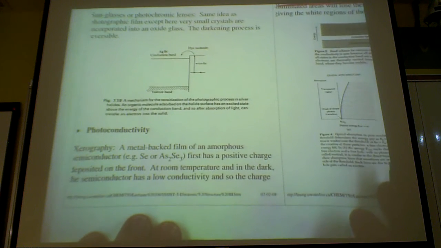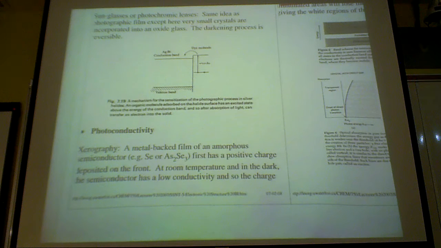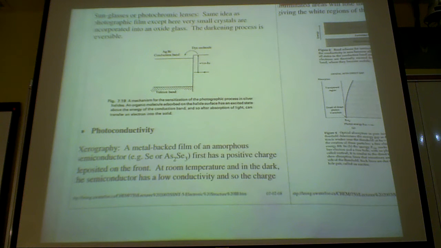Next, everybody uses this in your printer, laser printer, and Xerox machine. It is photoconductivity and xerography. Xerox, of course, has a patent on this, a Canadian company, and has this idea that you have a metal-backed film of amorphous semiconductor. It's all semiconductor related, and you first charge it up. Okay, so you charge up your semiconductor because it's a semiconductor. You can introduce extra charge, right? Because you have a valence band and conduction band.